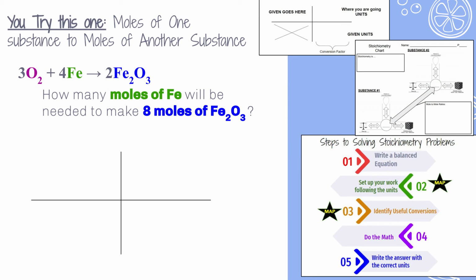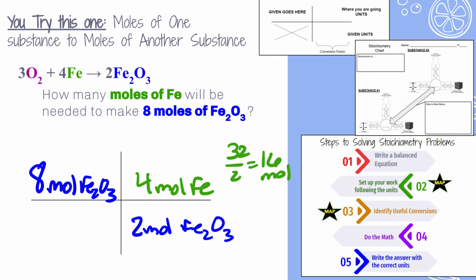So you try. How many moles of iron will be needed to make 8 moles of iron 3 oxide? Remember to write your balanced equation, set up your work and follow the units, identify useful conversions, do the math, and write the answer with the correct units.